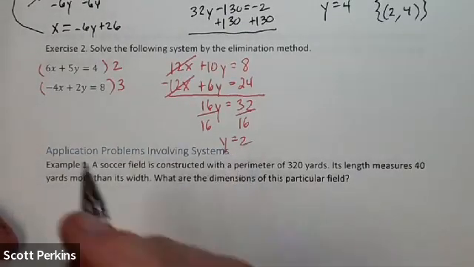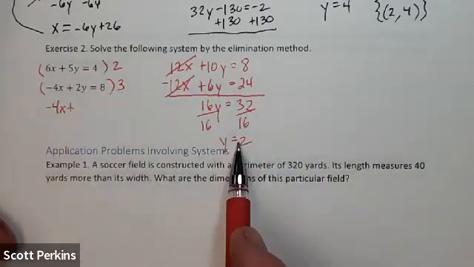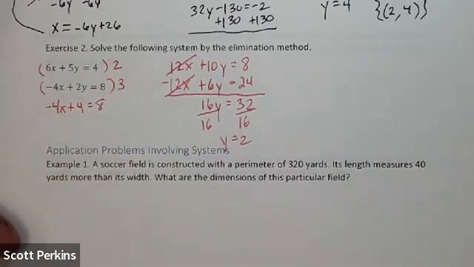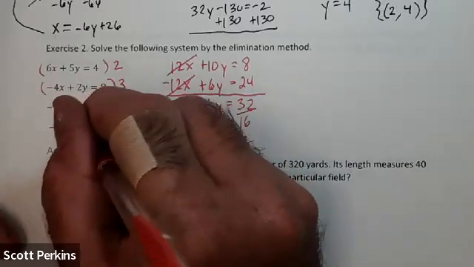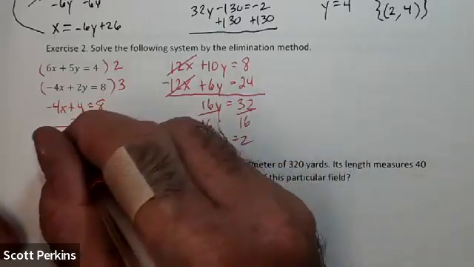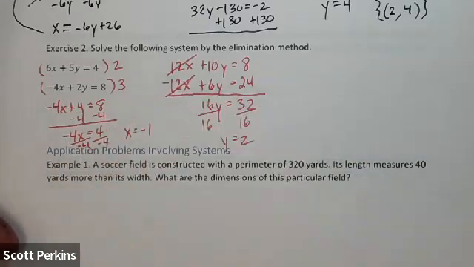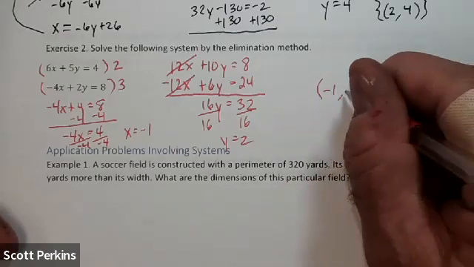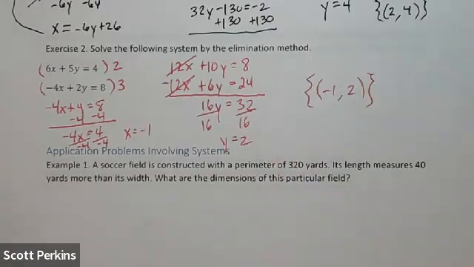So y is 2. I've got -4x plus 2 times the y value 2 is 4. Subtract the 4. And we're almost done. I've got -4x is equal to 4. And when I divide both sides here by -4, I get x is -1. So my solution set, x value -1, y value 2, put some braces around it. So the notation tells people reading this that that is a solution, and we're done.